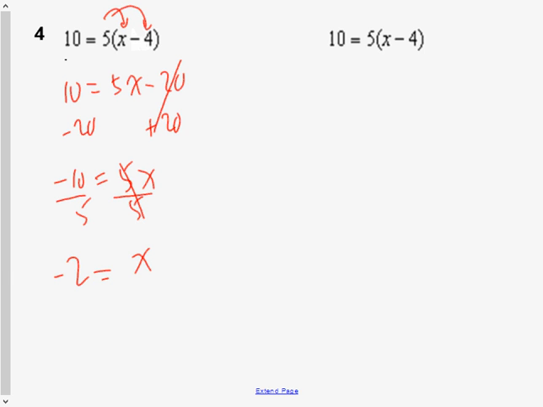Now again, instead of saying 5 groups of x minus 4, I'm going to divide both sides by 5 to figure out what 1 group of x minus 4 is. And since 5 groups of x minus 4 was equal to 10, then each group of x minus 4 must be equal to 2. Add 4 to both sides, and x equals 6.